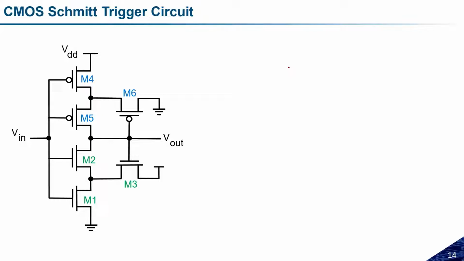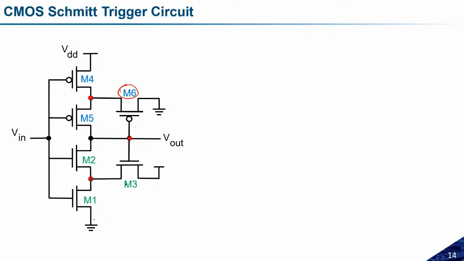Now we are ready with all these four transistors which simply act as an inverter. Now I am connecting two more transistors: one PMOS transistor M6 between the internal node of M4 and M5 and the output, and another transistor M3 connected between the output and the internal node between M1 and M2. Because of this arrangement, these two transistors act as feedback transistors which can alter the performance of this inverter circuit.